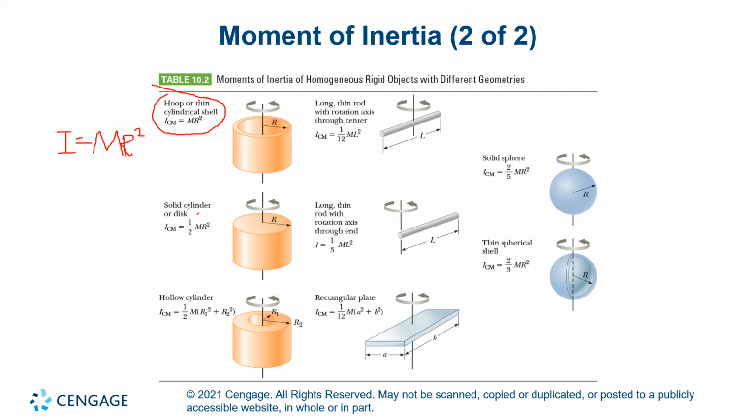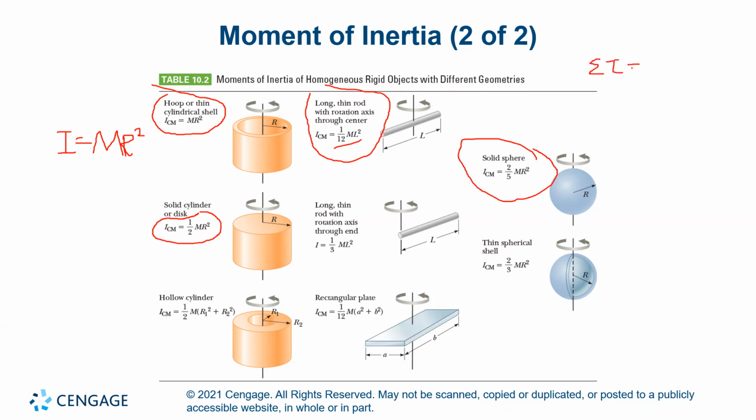More interesting, how about the solid cylinder? If the problem is a solid cylinder that is rotating, the formula for I that we will use is 1/2 mr squared. How about this? Now, a long, thin rod rotating through the center. You have 1/12 ml squared, where L is the length of the rod and M is the mass of the rod. So there are various different formulas for I. How about for a solid sphere, rotating about the center of mass? 2/5 mr squared.